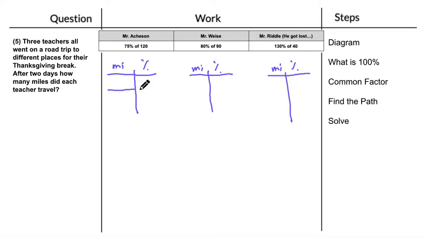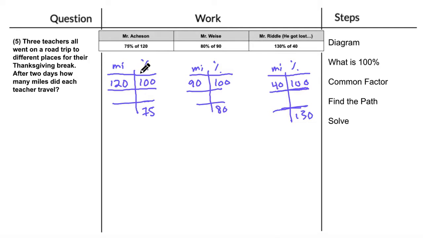So to start us off, in each of these situations, we're trying to find a certain percent of this larger number. Meaning in each of these, this number here is the total number of miles on their trip, so that is 100% for each of them. And we're given the percent that we're trying to find, in this case 75%, in this case 80%, and in this case 130%. So here we've set up a diagram for each of them. Now all we need to do is figure out what goes in these spots to find our answer at the bottom left of each of these diagrams.